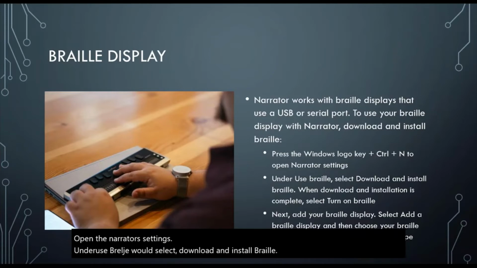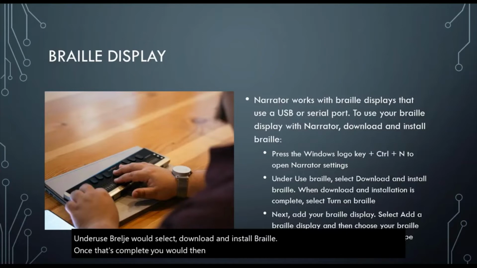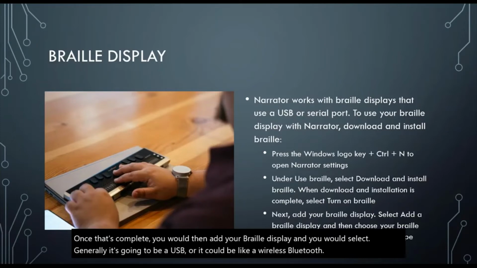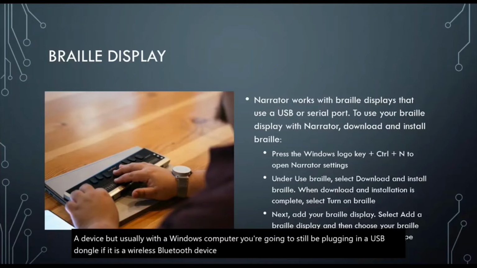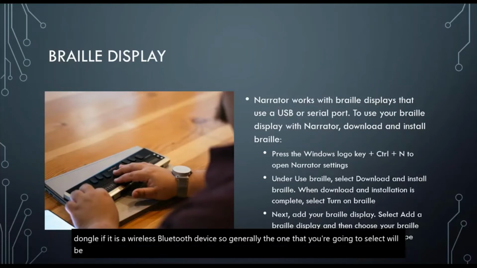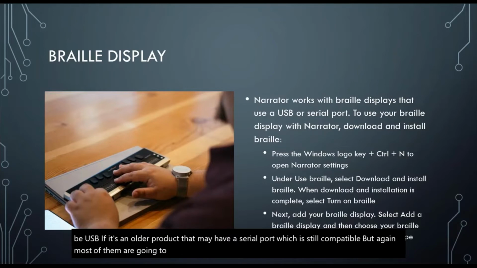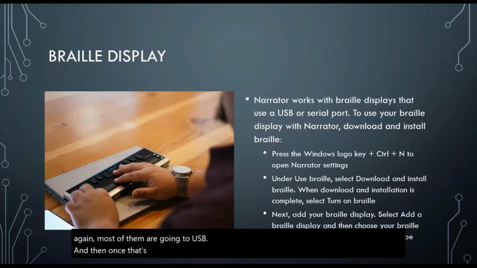Once that's complete, you would then add your Braille display, and generally it's going to be USB, or it could be a wireless Bluetooth device, but usually with a Windows computer you're still going to be plugging in a USB dongle if it is a wireless Bluetooth device. So generally the one that you're going to select will be USB. If it's an older product, then it may have a serial port, which is still compatible, but most of them are going to be USB. And then once that's installed, it should work and should be compatible with your Braille reader.